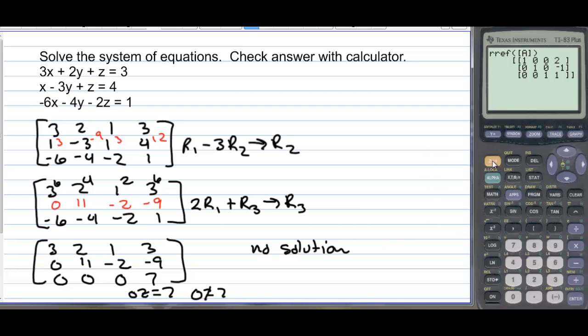Let's use our calculator and look at what it is going to give us when we have no solution. Let's go to edit. This is still a 3 by 4. We have 3, 2, 1, and 3.